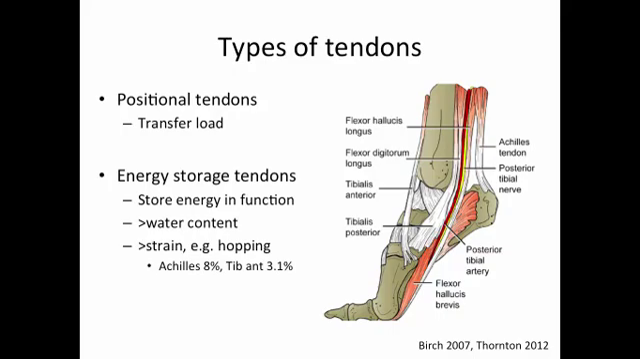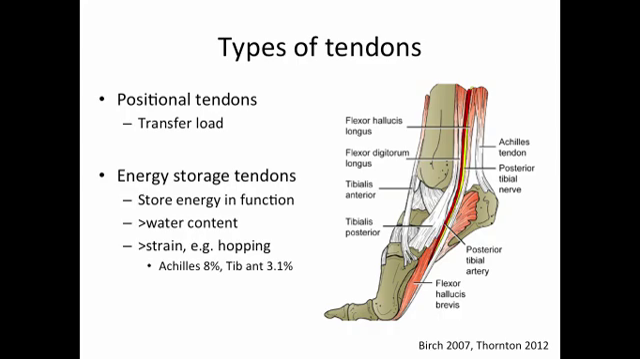Right, so in regards to function, the key thing to start off with and to think about is the types of tendons there are. And broadly, we have defined really nicely by Birch two types of tendons. So positional tendons that are going to function to transfer load, and energy storage tendons that are going to store energy within function, and that's going to have implications for performance, as we'll see, as well as for efficiency of our human movement. And we know that these tendons have greater water content.